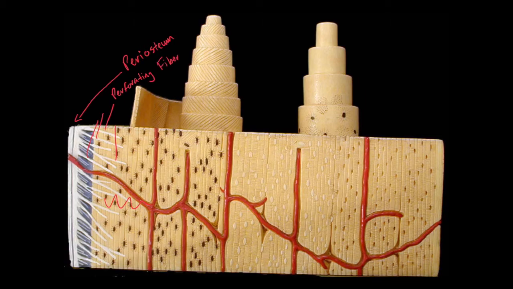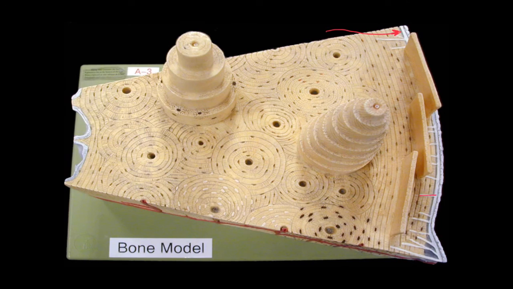They can also be seen in the image that we were just on. This right here, those are all perforating fibers. And again, this white outer layer that's being bound by the perforating fibers to the external circumferential lamellae is called periosteum.